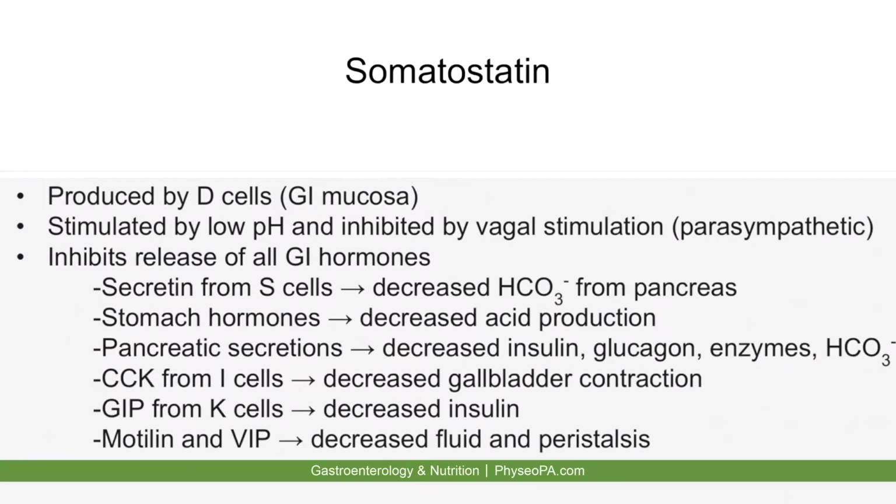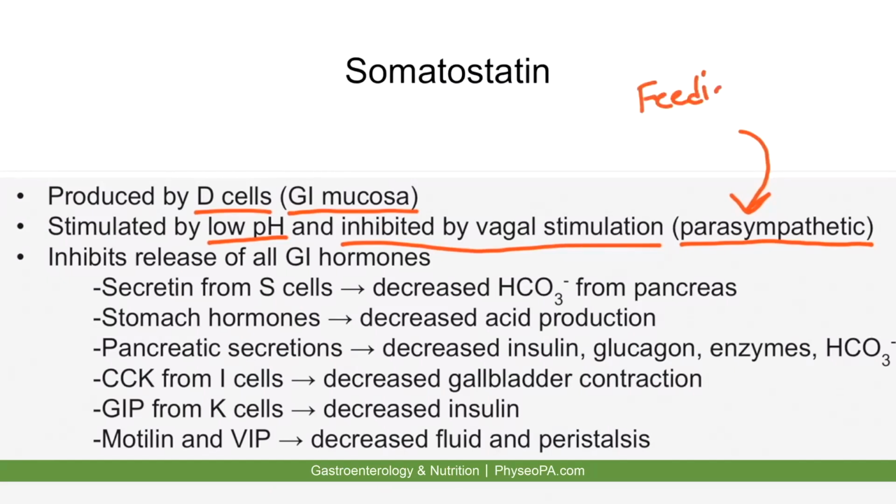Now somatostatin is produced by D cells within the GI mucosa, and it's stimulated by low pH, and it's inhibited by vagal stimulation, or parasympathetic stimulation. And just as a side note, parasympathetic stimulation occurs during the feeding process. And for more information on that, please review section 1 of this chapter. Now somatostatin will essentially inhibit release of all GI hormones. It will decrease release of secretin from the S cells, which will cause decreased bicarb secretion from the pancreas.